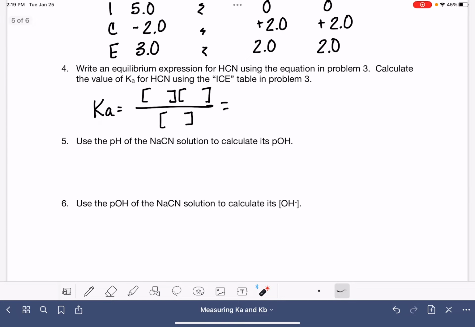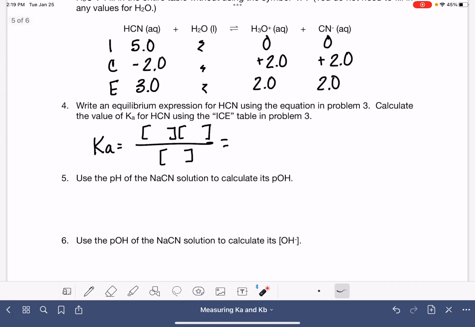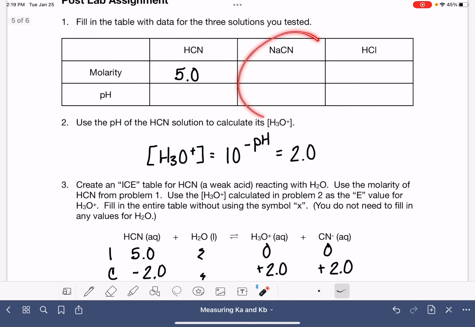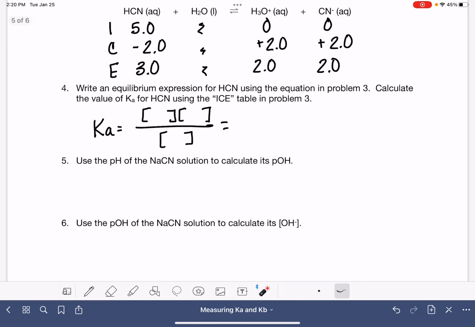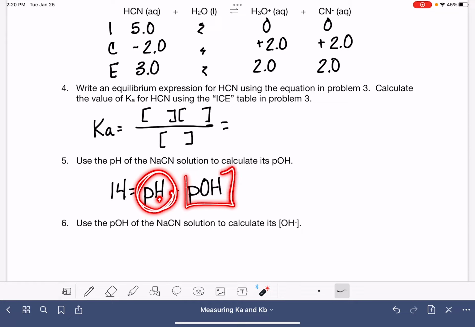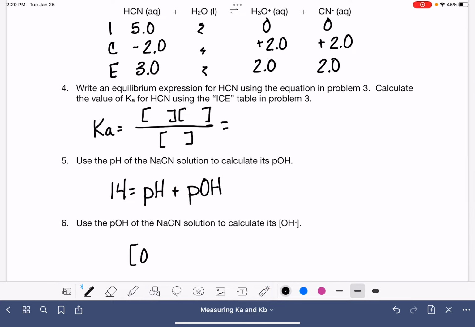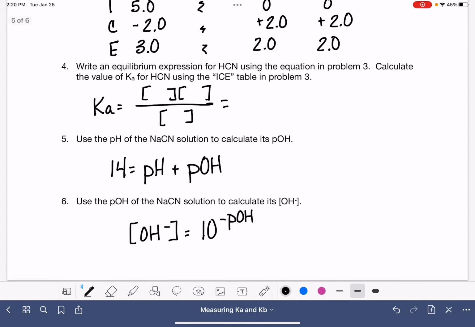Then you're going to do pretty much the same thing with the NaCN solution that you used in part 2. This one's a little bit different because it's a base. So we have to start by converting the pH to the pOH for the solution. And as a reminder, the pH plus the pOH is always going to be equal to 14. So you'll be able to plug the pH value in that you got from the lab and use that to solve for pOH. Once you know the pOH, you're going to use that to calculate the hydroxide ion concentration. That's going to be 10 to the negative pOH.